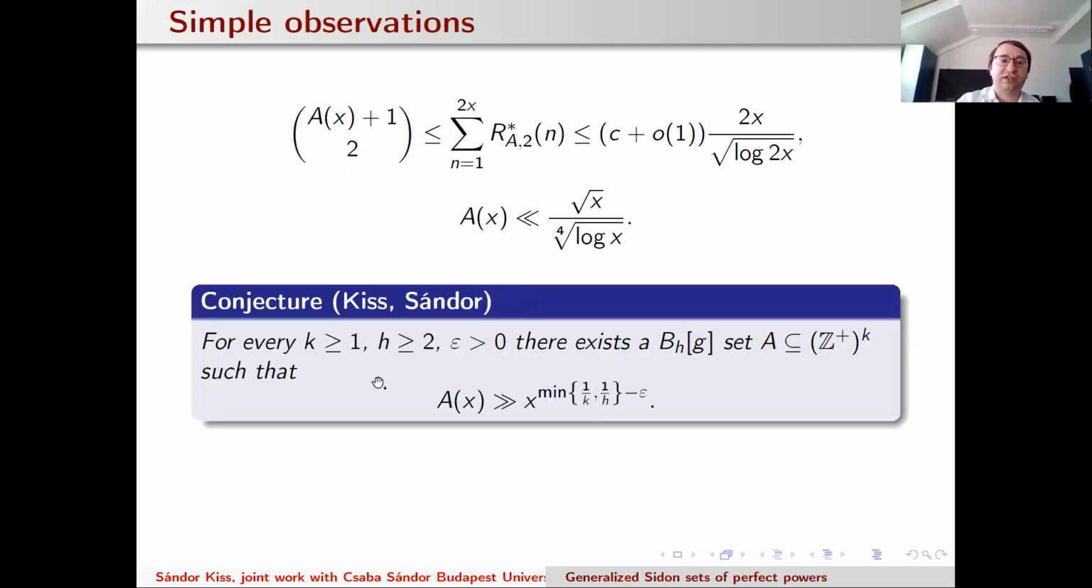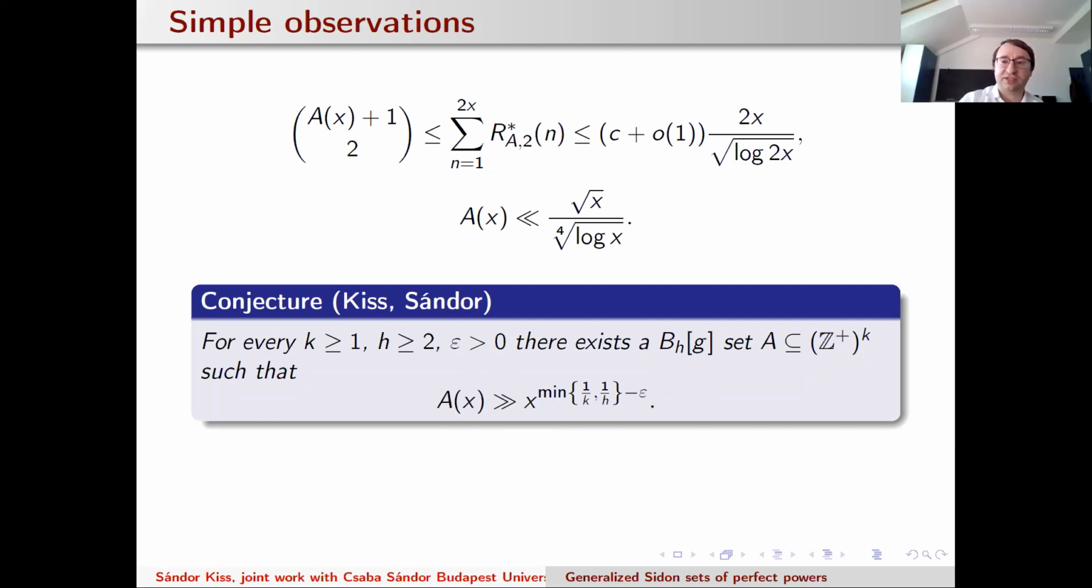So these simple observations made us formulate the following conjecture. We conjecture that for every k, which is at least 1, and h, which is at least 2, and for any positive epsilon, there exists a B_h[g] set formed by positive k powers, which is very dense. In particular, the counting function is at least constant times x to the power of the minimum of 1 over k and 1 over h, minus epsilon. So our long-term aim is to prove this conjecture, but first let's see what known results exist about this conjecture.